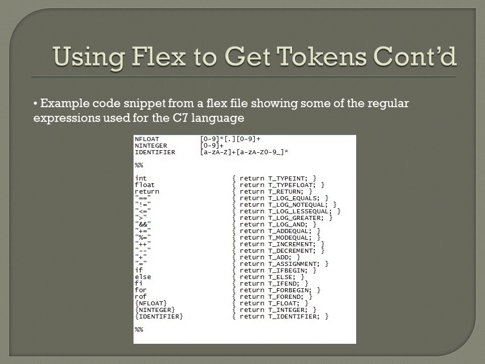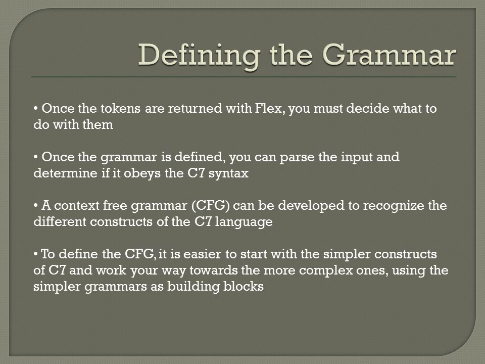Here is a code snippet from a Flex file showing some of the regular expressions that are used in the C7 language. Once the tokens are returned with Flex, we must decide what to do with them, since of course the tokens themselves don't have a lot of meaning. And then once the grammar is defined, we can parse input and determine if it obeys the C7 syntax.